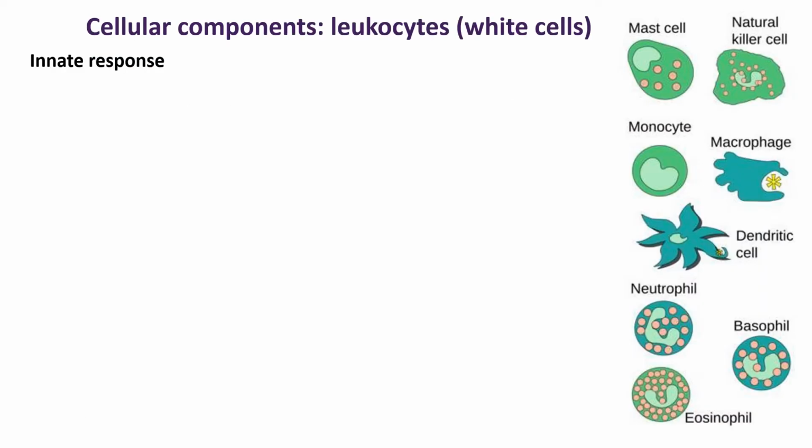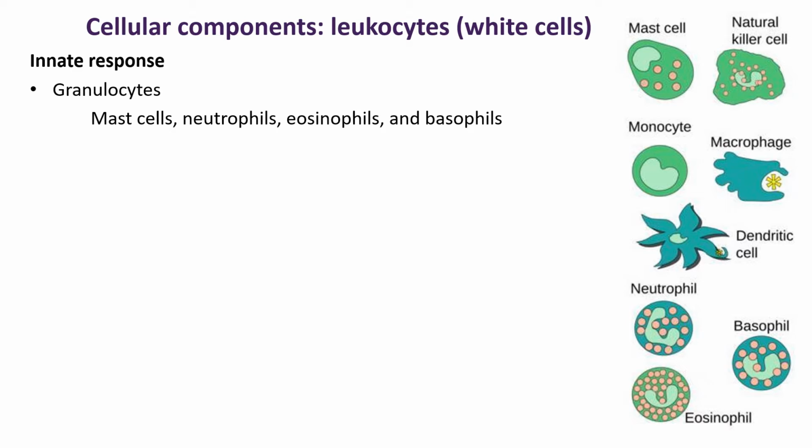But before we get into all of that, we need to talk about some cells. And these are the cells that are producing a lot of the chemicals that we were talking about before. Bear in mind we also have endothelial cells producing a lot of the chemical mediators of inflammation, the humoral component of the innate response. In terms of the cellular component, we are talking about leukocytes, white cells, and we have a few of them.